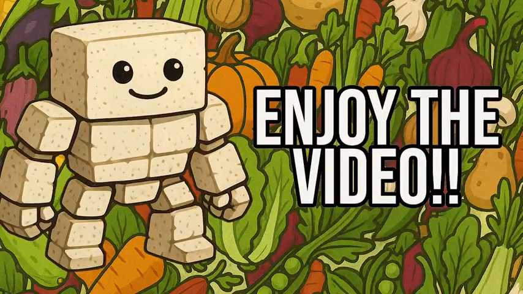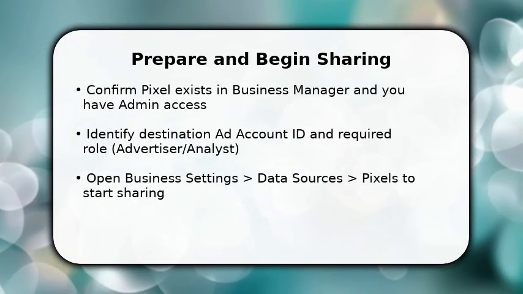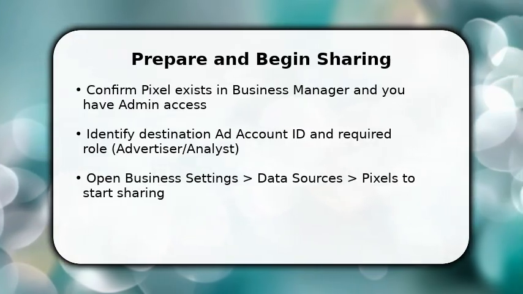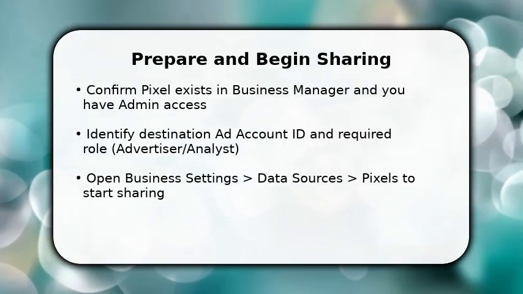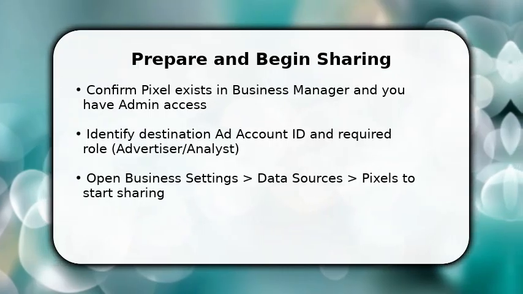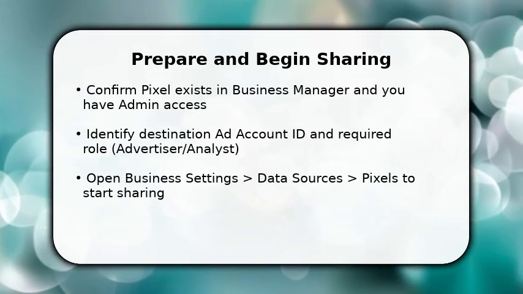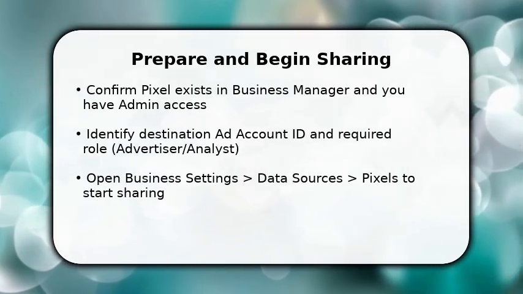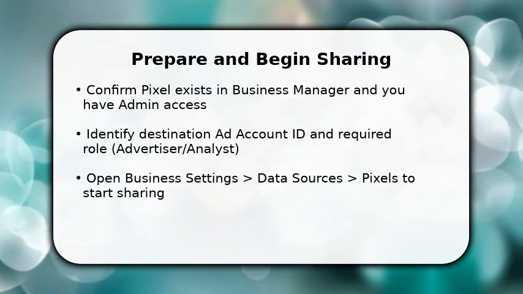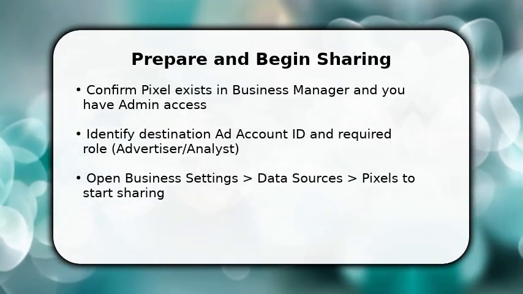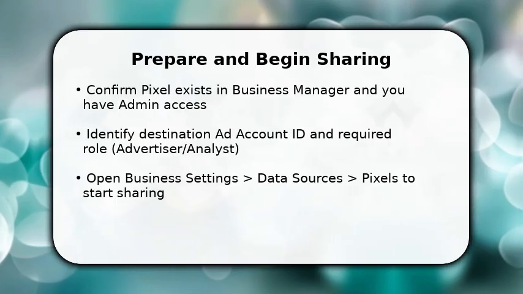Please enjoy the video. You start by confirming the pixel is already in Business Manager and that you have admin rights. This removes permission roadblocks. Once done, note the ad account ID you want to share with and decide the role, advertiser to run ads or analyst to view data. Make sure the destination account is in the same Business Manager or connected partner.